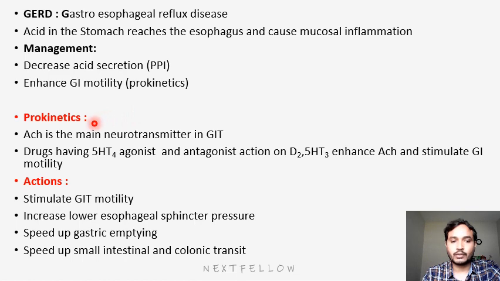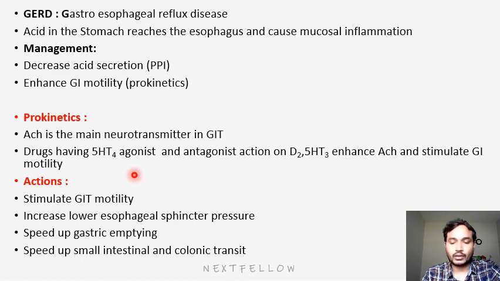Before discussing prokinetics, acetylcholine is the main neurotransmitter in the gastrointestinal tract. Drugs which increase acetylcholine in the GIT will be beneficial and will act as prokinetics. Those drugs are 5-HT4 agonists and D2 and 5-HT3 antagonists. These drugs enhance acetylcholine, thereby causing GI motility, so they show prokinetic property.